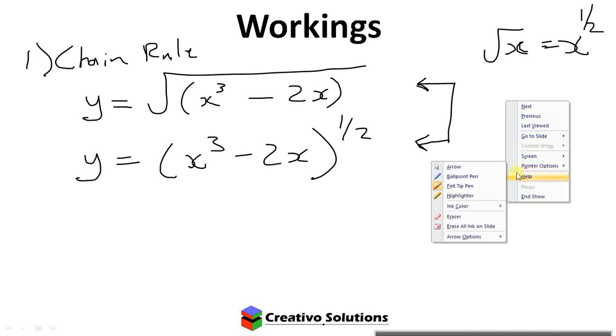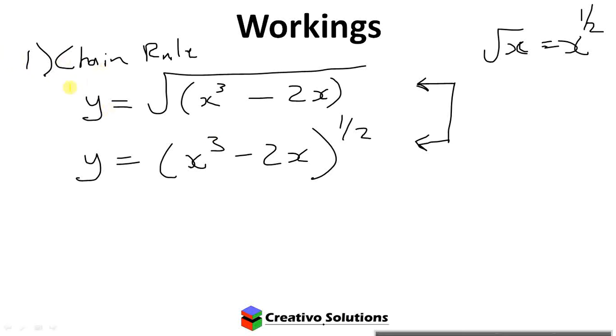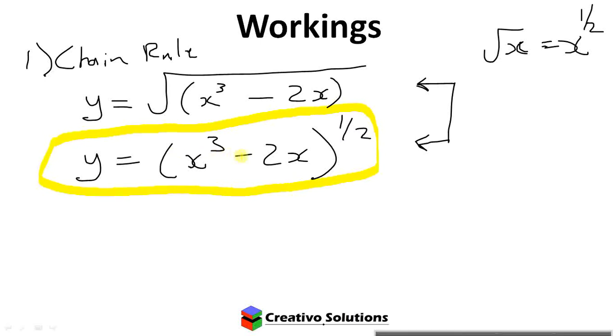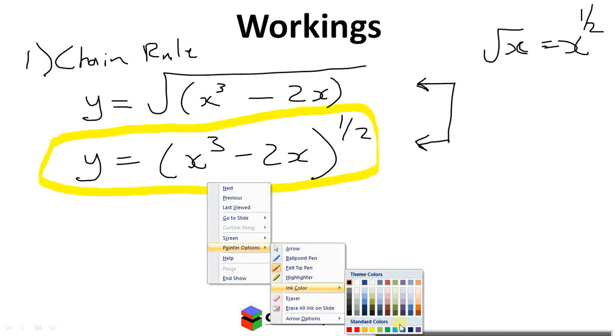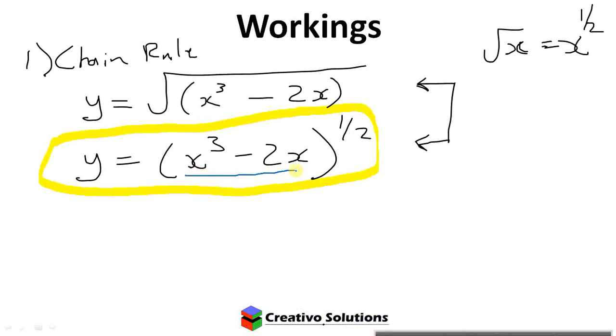Great, so now we've got a function that's in the correct format. We've got y equals this. We can see that this is a high level derivative question because you've got a power raised by a power. So this can be linked by using chain rule, and we can therefore say u equals x to the 3 minus 2x.